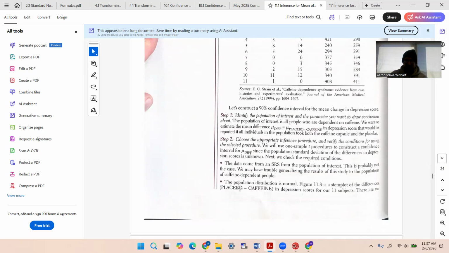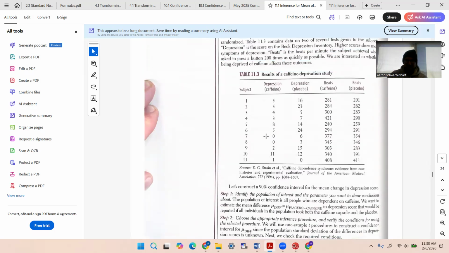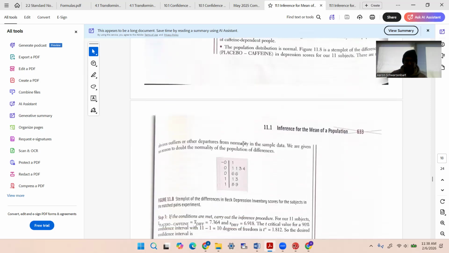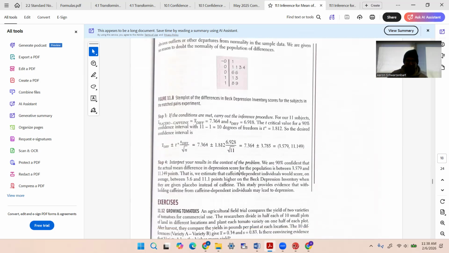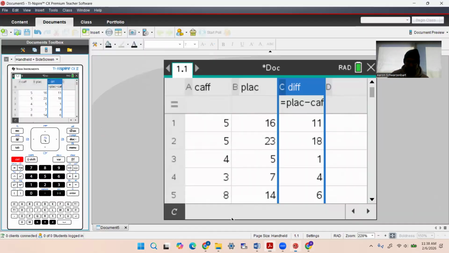And we're then going to look for normality in the distribution of placebo minus caffeine. So we're looking for the distribution in difference. They make a stem plot. I probably would have done a histogram or normal probability plot, most likely. This isn't too non-normal, no extreme outliers with a sample size of 11. That's close enough for T procedures because it starts to get normal pretty quickly with means based on the central limit theorem. Okay, let's run our test.